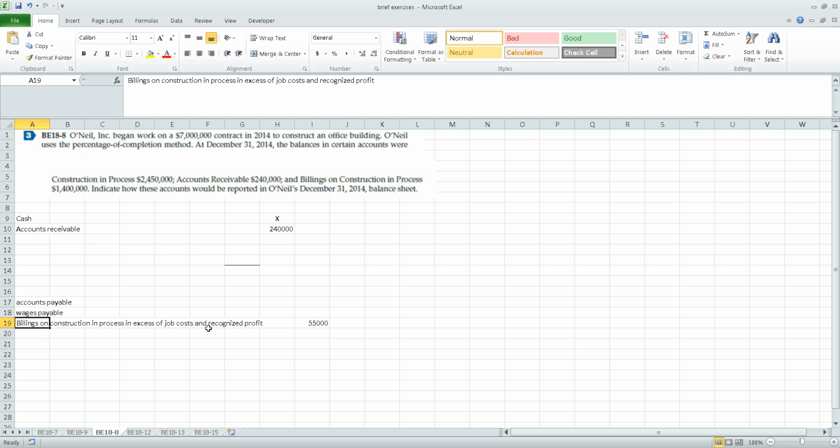And that's essentially what happens. You net the two accounts. If they net out to be a net debit, it's reported as a component of the inventory on the balance sheet. If it nets out to be a net credit, because the billings account is greater than the balance in the CIP account, then it's reported as a liability in the liability section of the balance sheet.